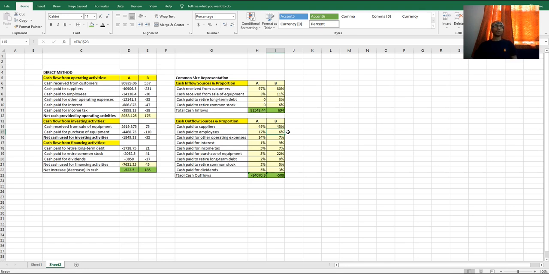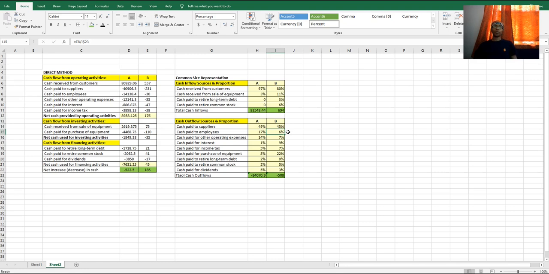Cash paid for interest, in case of A it is 1%, in case of B it is 9%, which means the financial burden on B is more than that on A. Cash paid for income tax 5%, 7%, pretty similar. Cash paid for purchase of equipment 5%, 22%. So obviously, because of the huge scale of A, one equipment purchase has much less impact than that of B. For B, it's a much bigger proportion of the total outflows, 22%, right?